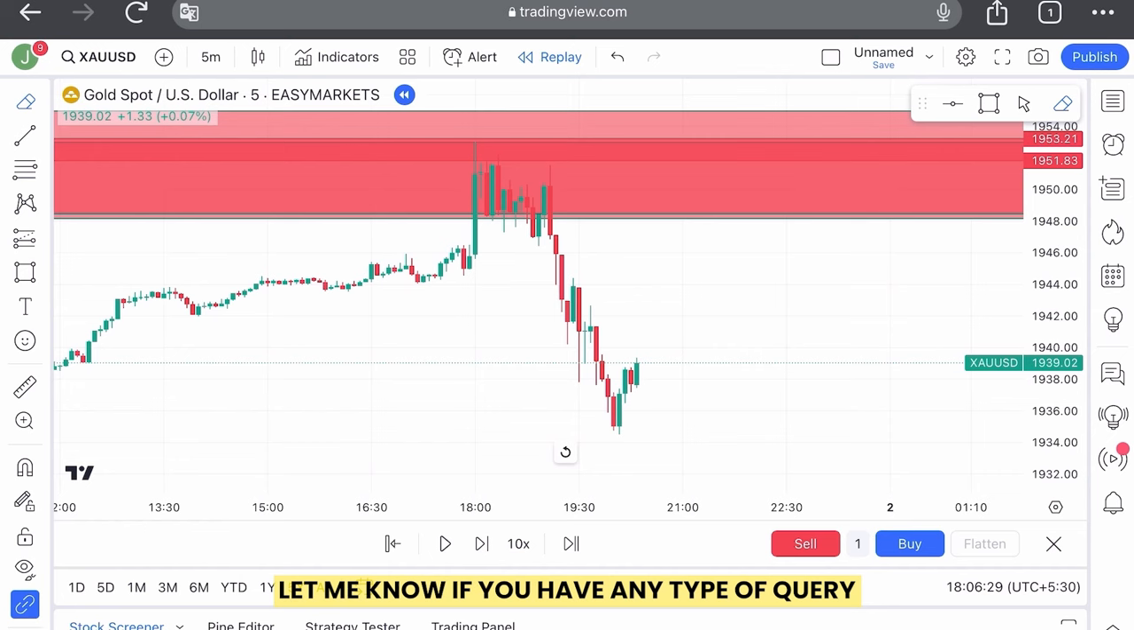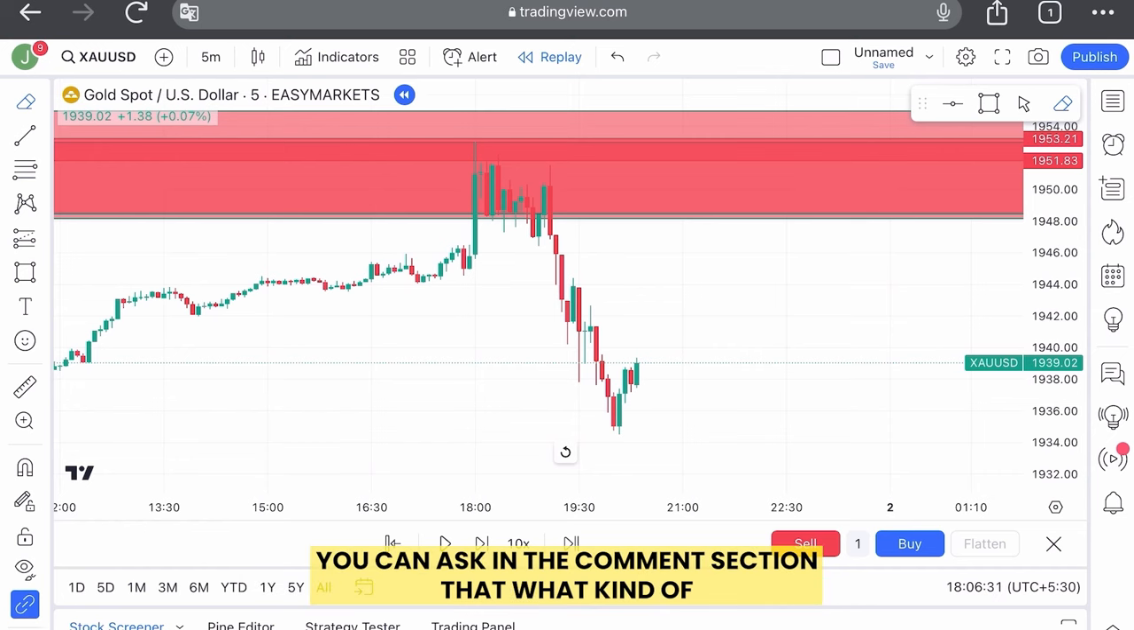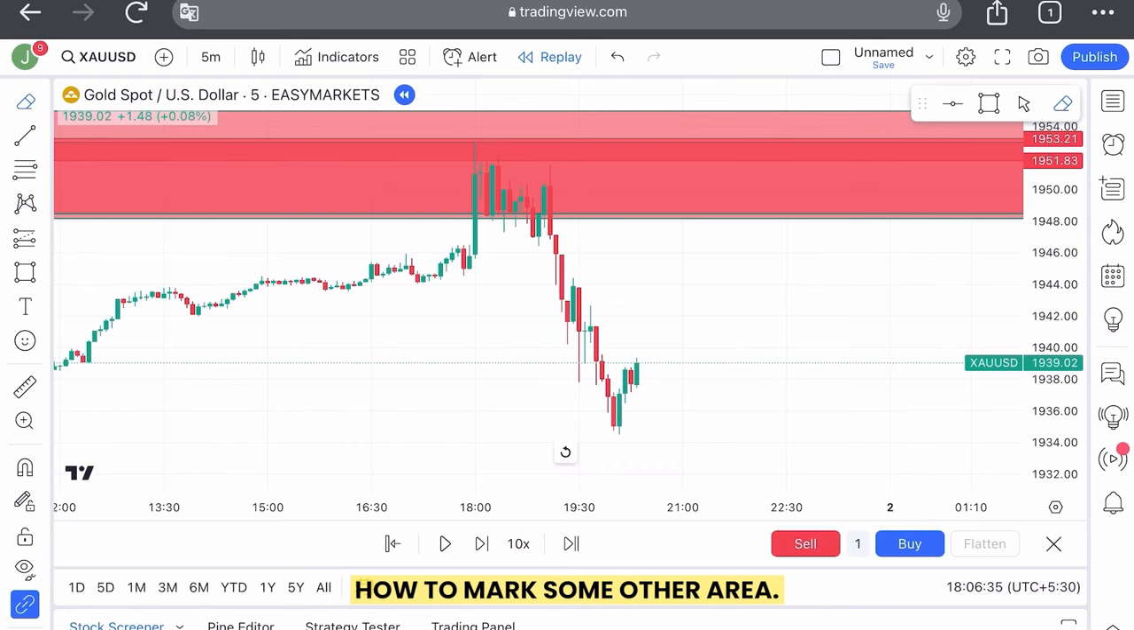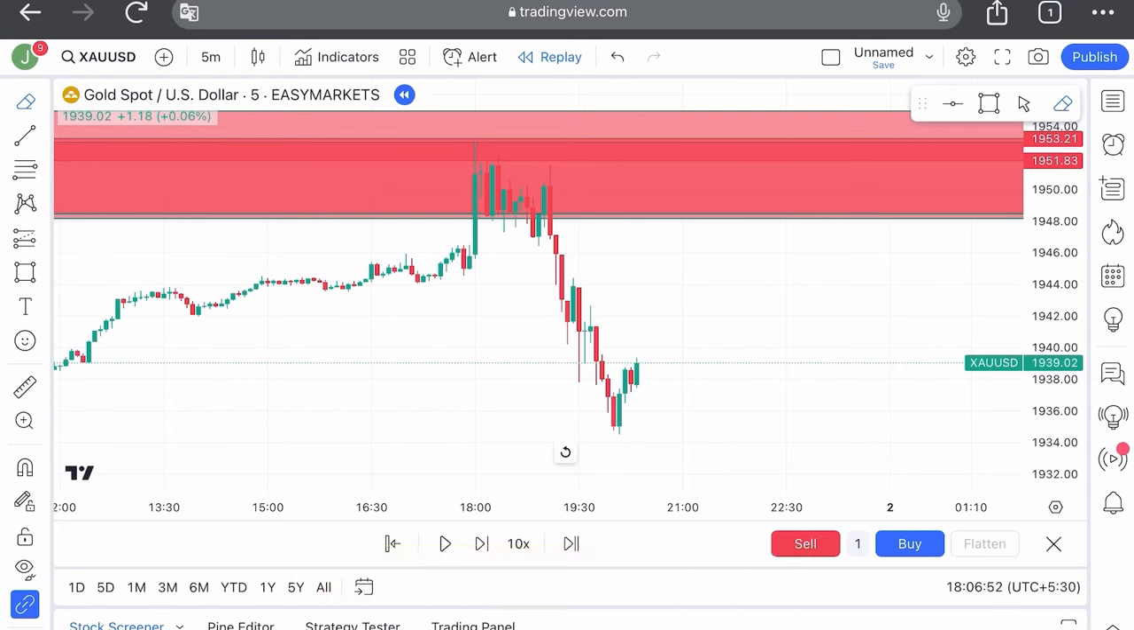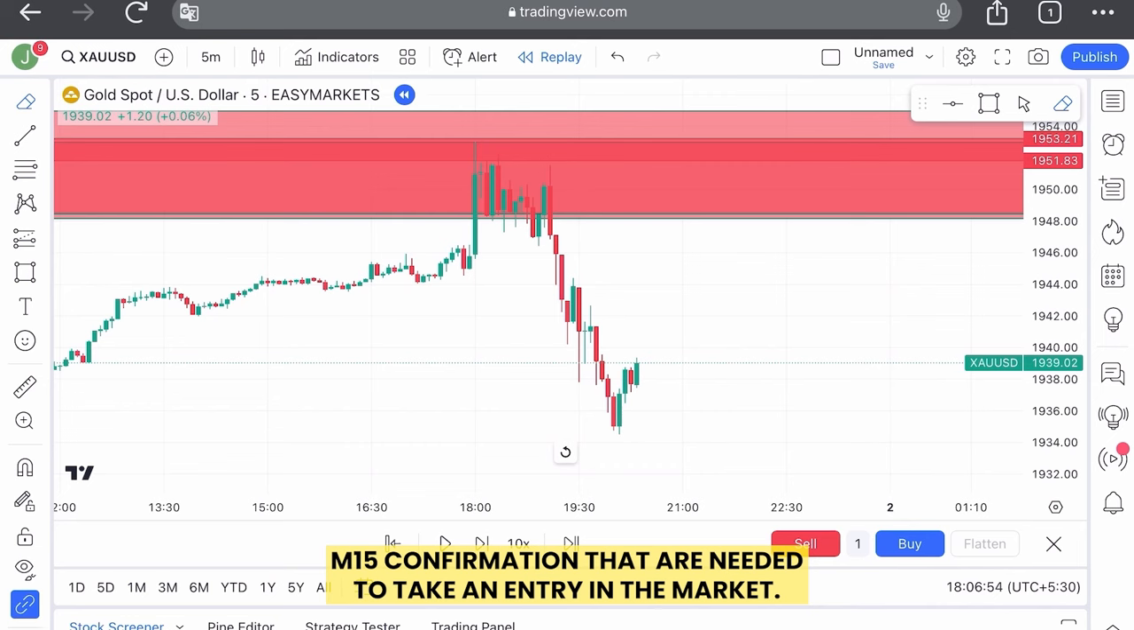If you have any type of query, you can ask in the comment section what kind of area it was, or how to mark other areas. There are hundreds of things in this market. Even this entry which was placed here was taken after confirmation. The M1 confirmation, M5 confirmation, M15 confirmation are needed to take an entry in the market.